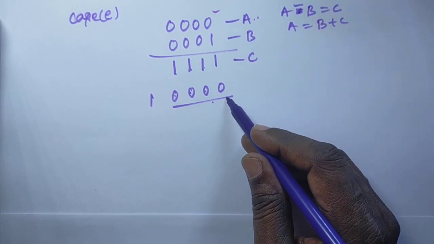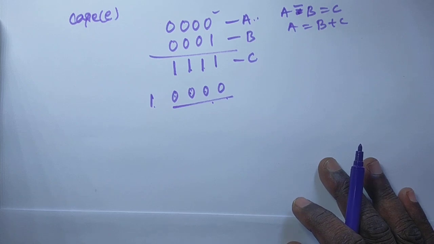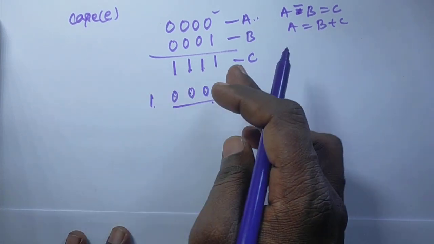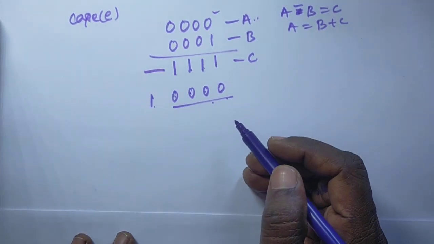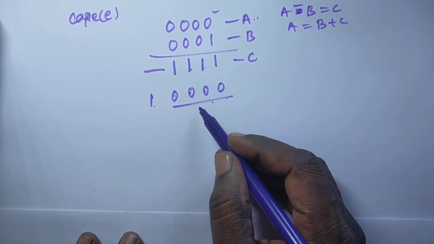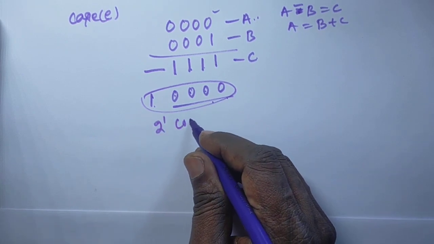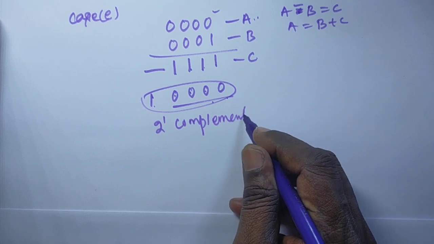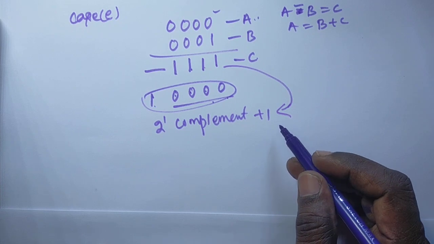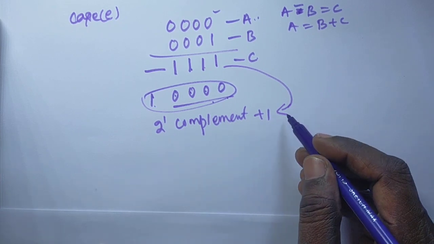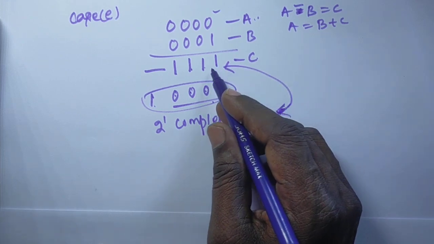This 4-digit is A. So this one borrows from the left-hand side. This is the basic concept. But since it borrows from the left-hand side, it is minus. You have to take it as a negative value. But what is the negative value of this? Same case we will consider: 2's complement plus 1 of this value. That is, 2's complement plus 1 of this total.